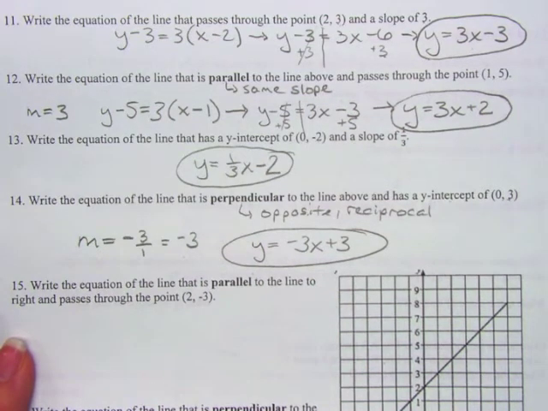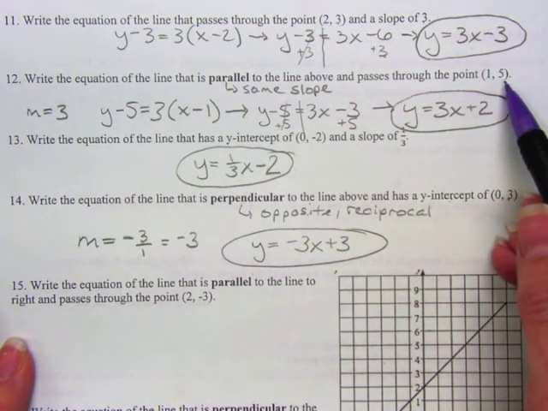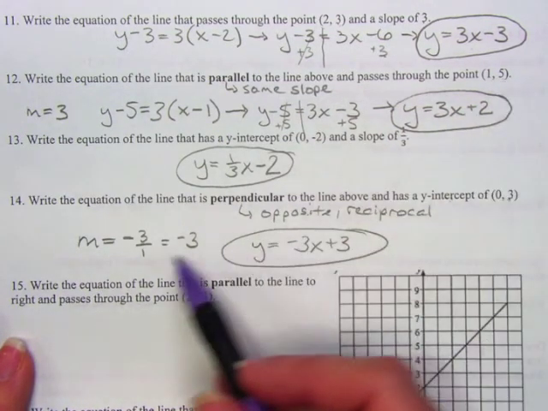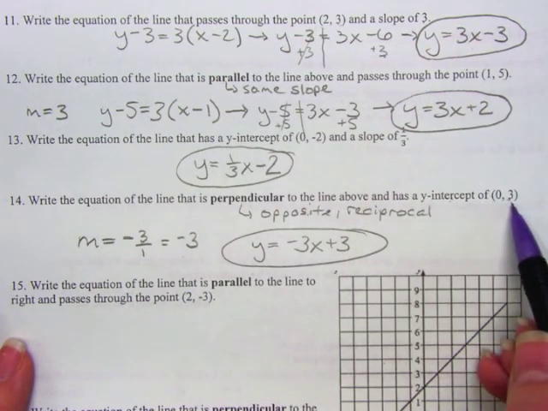So we really have to pay close attention to the type of information I'm given. If I'm given information about slope and a general point, I need to use that point-slope form. If I'm given information about slope and an actual y-intercept, then I can go straight to slope-intercept form.